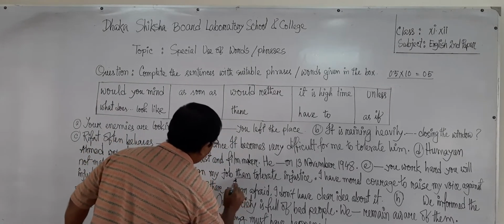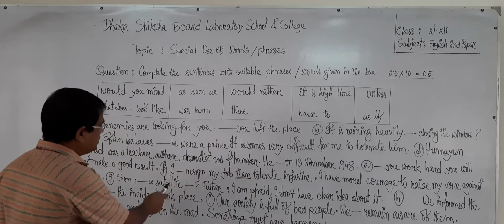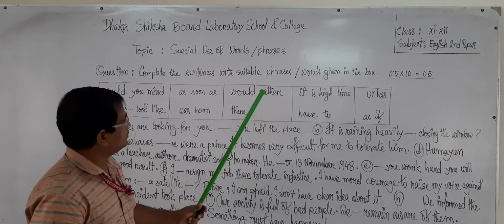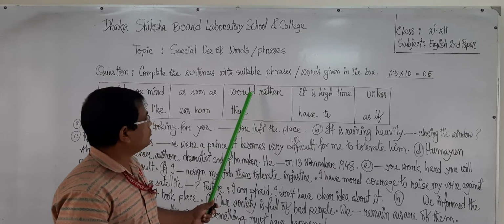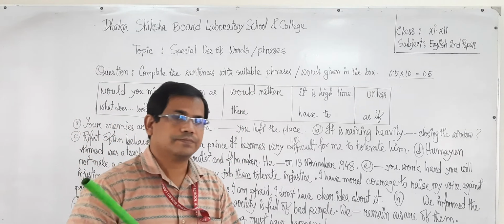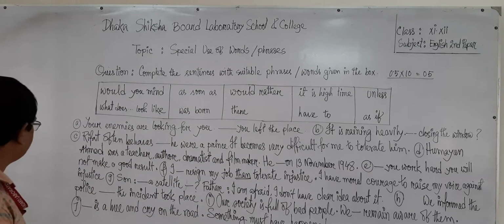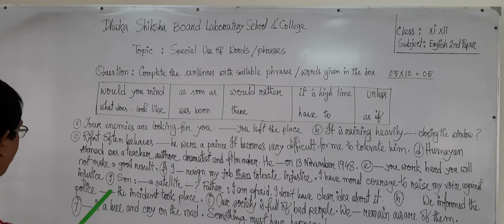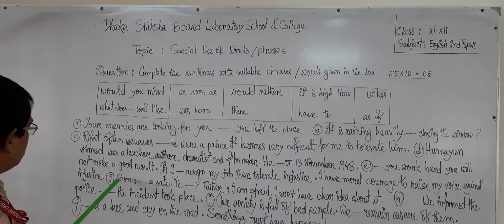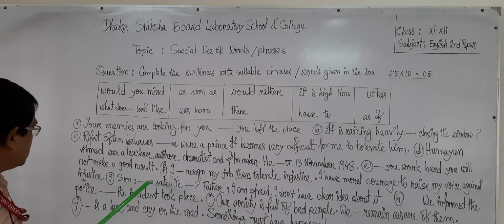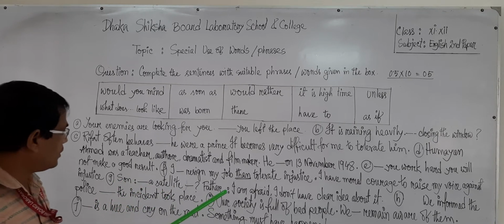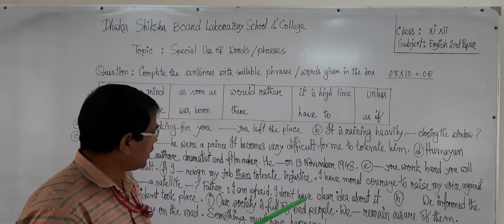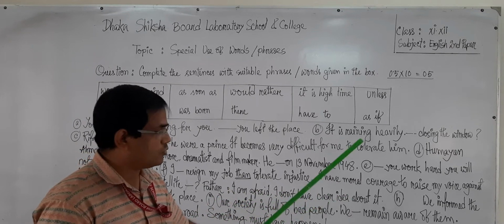So whenever you find then, you may easily pick up the word phrase would rather. Next, Z. A dialogue between son and father. Son says dash, a satellite dash. Father: I am afraid I don't have clear idea about it.